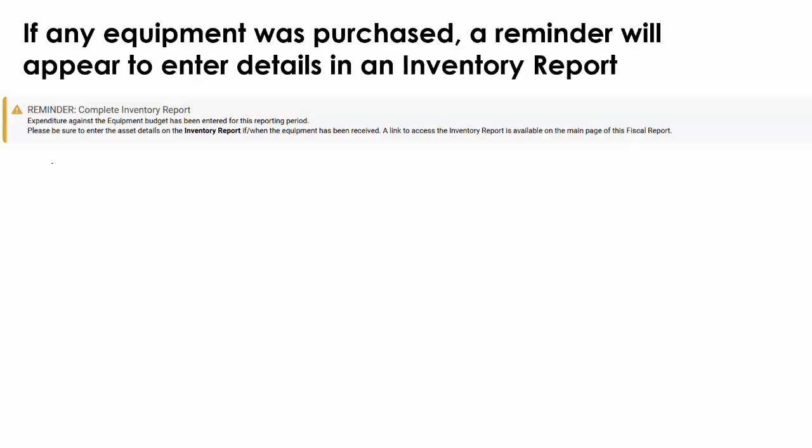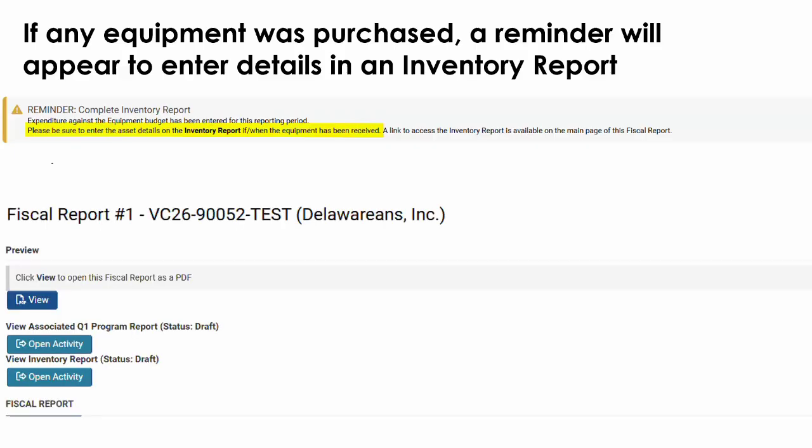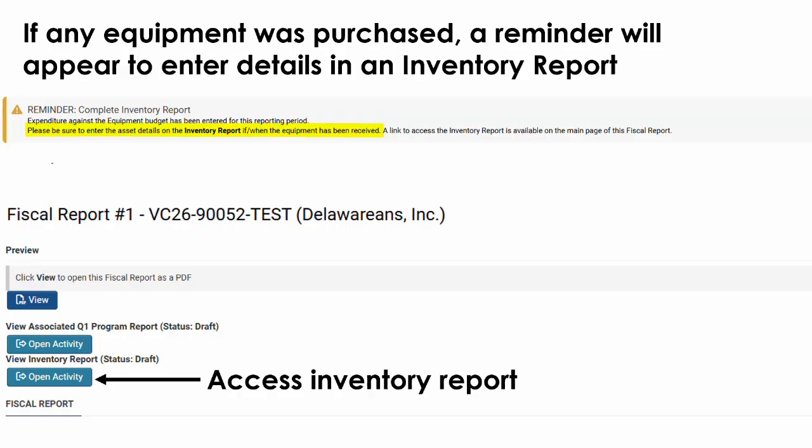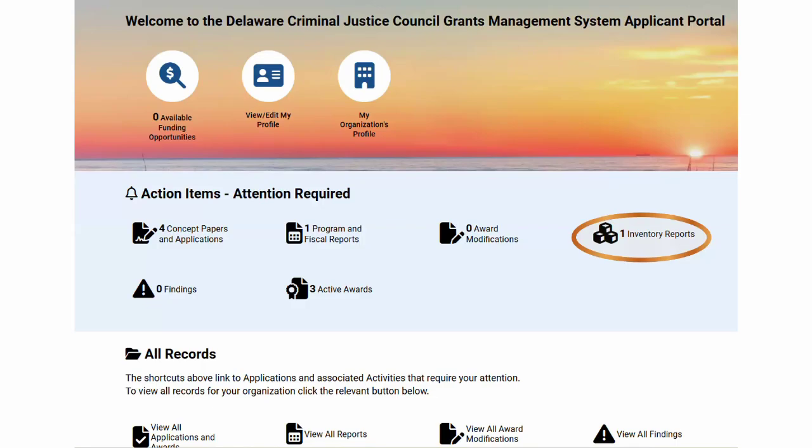During the completion of a fiscal report, if you recorded any purchased equipment, a reminder will show on the page to complete part of an inventory report. From your fiscal report main page, you can access the inventory report by clicking the button to open activity. The inventory report can also be accessed on your homepage upon logging into the Grants Management System. This will be in the Action Items section. Click on Inventory Reports.